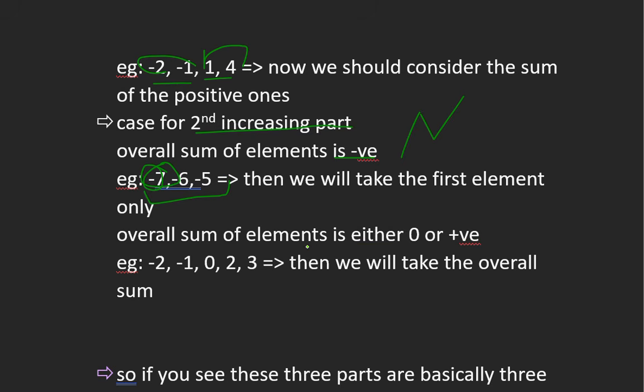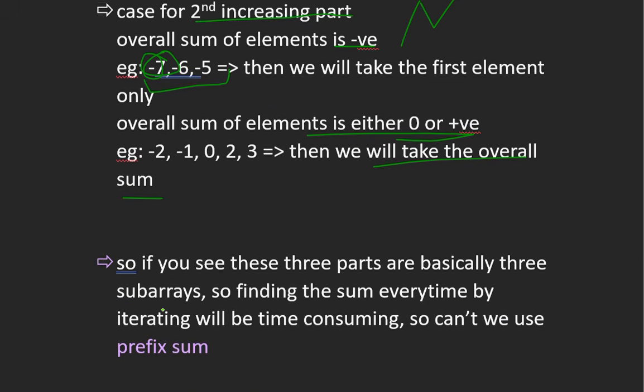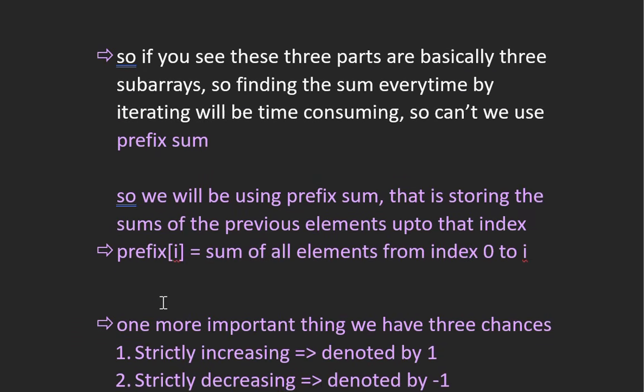And if the overall sum is either 0 or positive, right? If it is 0 or positive, then what does that mean? Like initially some negative elements are there and then positive elements, then we have to take the overall sum, right? So if you have seen, basically we are having three parts, or we can say three subarrays.